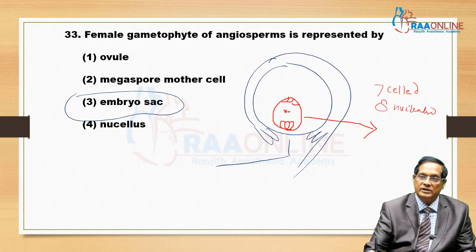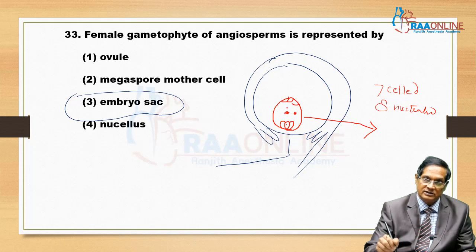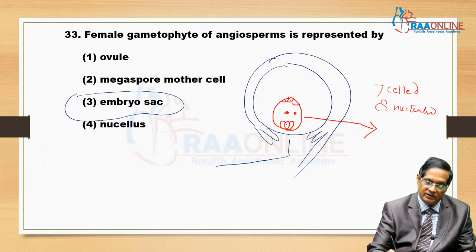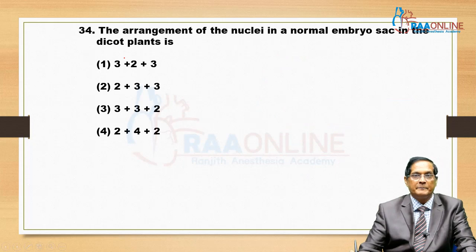For the 8 nuclei, 2 nuclei are in the central cell, the polar nuclei. Nucleus 1 and nucleus 2 are found in the central cell. Then each other cell has 1 nucleus. So the answer is embryo sac.